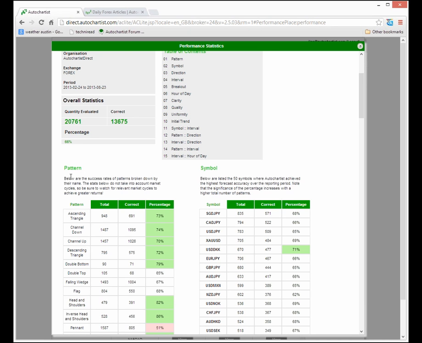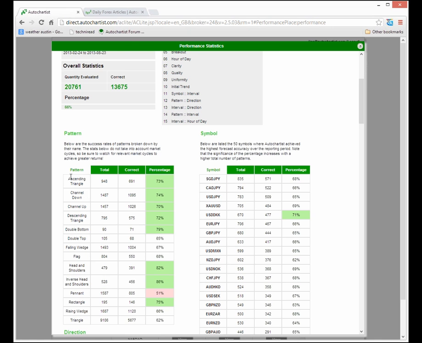The way we measure performance stats at Autochartist is basically to figure out how many of our forecasts hit their forecast region. That's independent of any stop loss strategies or anything. It's just basically saying out of say 100 chart patterns that we said were going to go bullish, how many of them hit their forecast level within a certain amount of time.